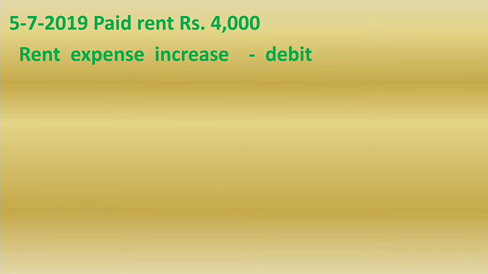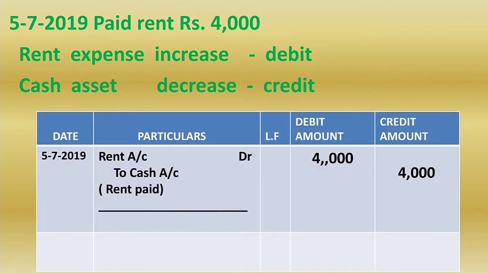The business paid cash. The next account is cash account. Cash is an asset. Paid cash means cash balance reduced or asset value decreased. Asset decrease, then credit asset account, then credit cash account. So, debit rent account and credit cash account. So the journal entry is rent account debtor to cash account. Narration paid rent.